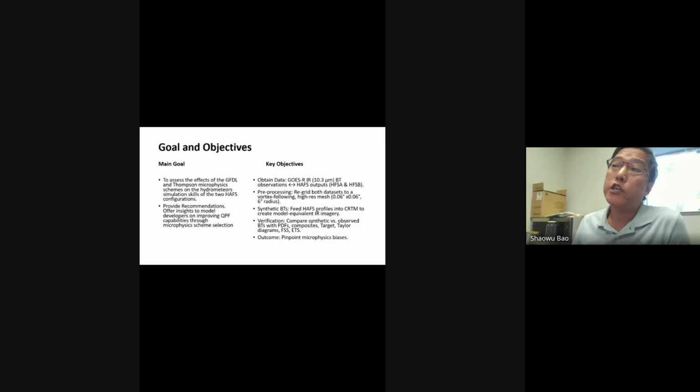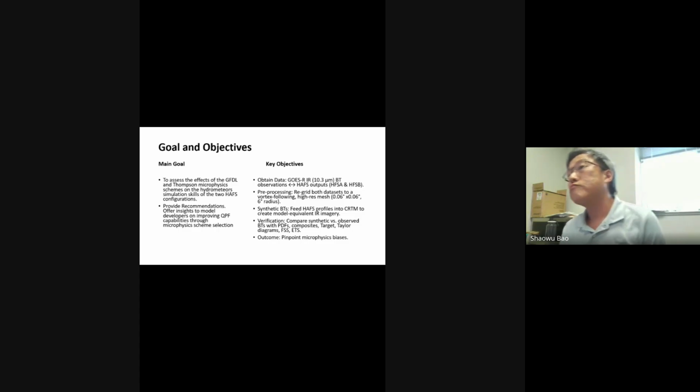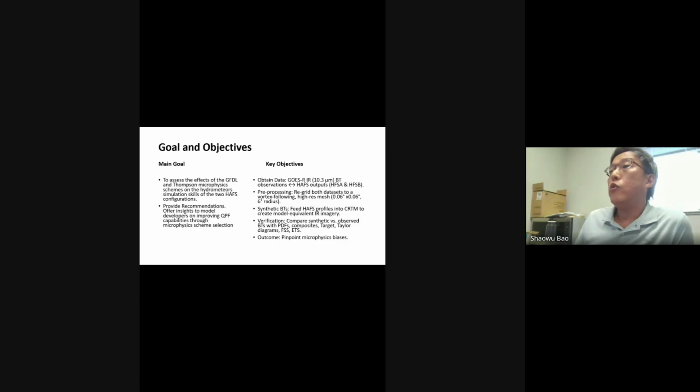The verification methods include PDFs, probability density functions, composite images, the target diagram, a Taylor diagram, fractions skill score, and the equitable threat score, ETS. The outcome will try to pinpoint the microphysics-caused biases in the forecast.